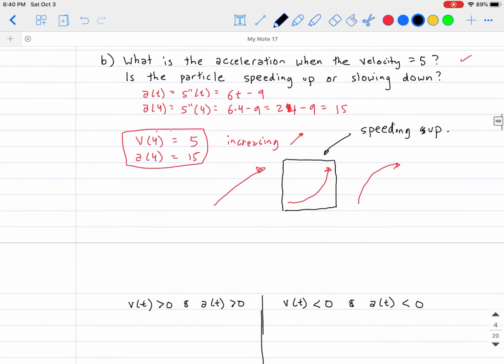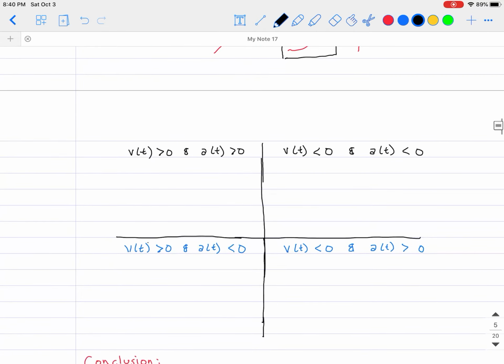Okay, let's dig around that idea for a little bit, just to make sure that all of this is clarified. Here we have a total of 4 scenarios that we want to consider. What happens to velocity and what happens to acceleration? And I want to know which scenario is speeding up and which scenario is slowing down.